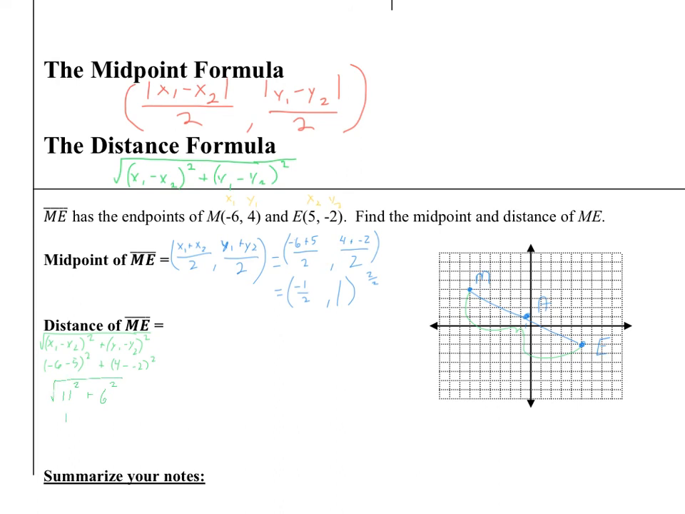So 11 squared is 121. 6 squared is 36. So 121 plus 36 is 157. Now 157 is prime, so there's nothing to simplify. So I would just say that ME, the distance, is equal to the square root of 157.